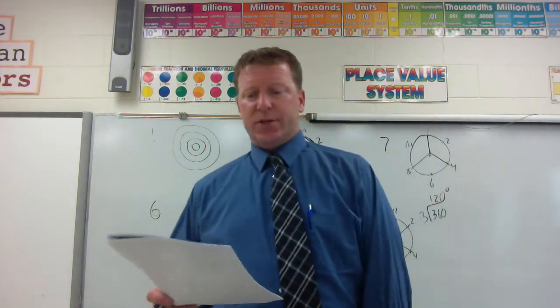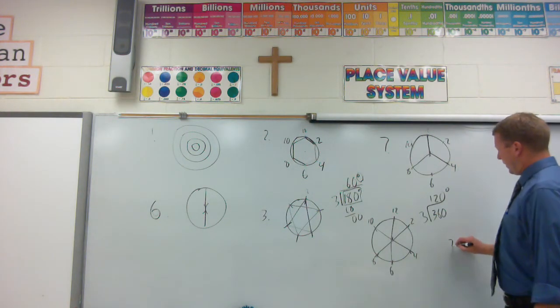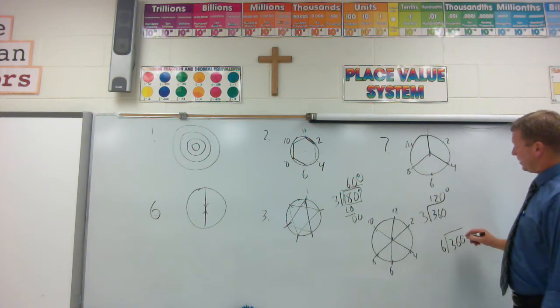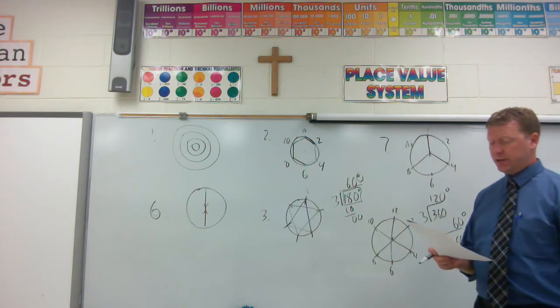The questions. Number 10, what is the measure of each central angle when it's divided into 6? Math problem. Full circle is 360 degrees. This time I'm dividing by 6. 6 goes into 36, 6. 6 goes into 0, 0. Each one is 60 degrees.